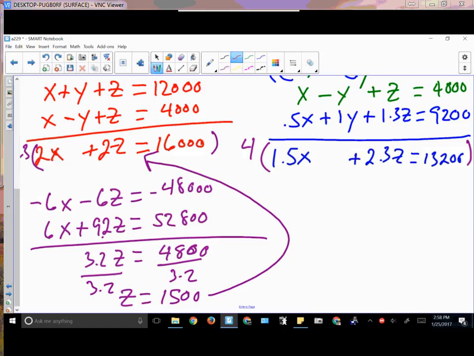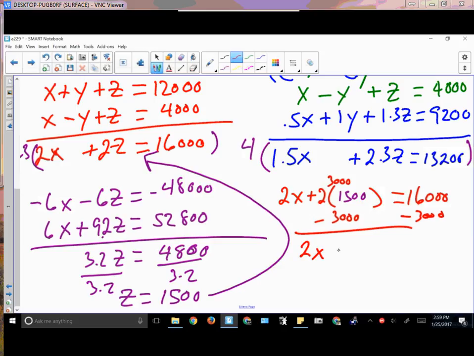So we've got 2x plus 2 times 1,500 is equal to 16,000. So that means that's 3,000, right? Yes. Subtract 3,000 from both sides, and we end up with 2x is equal to 13,000. Divide by 2, divide by 2. x is going to have to be equal to what? 6,500.